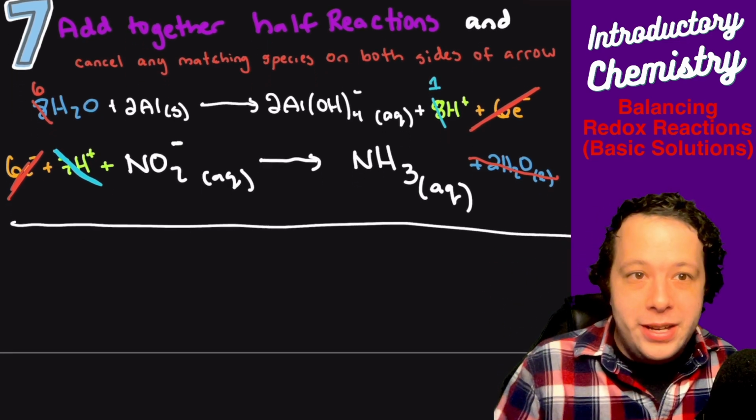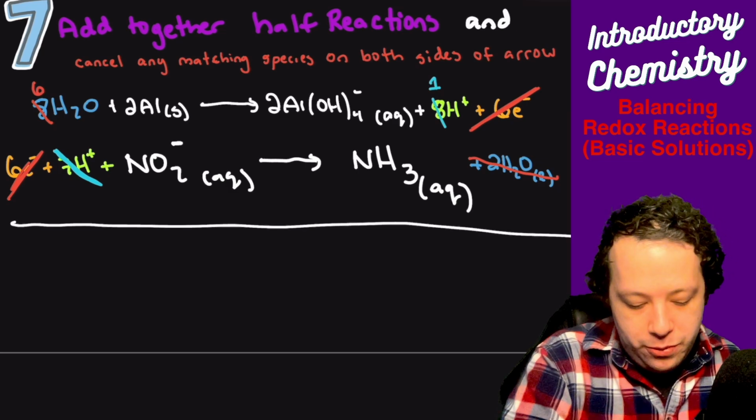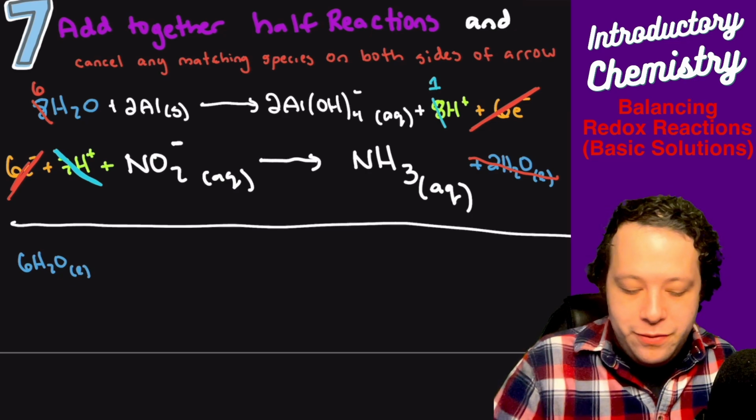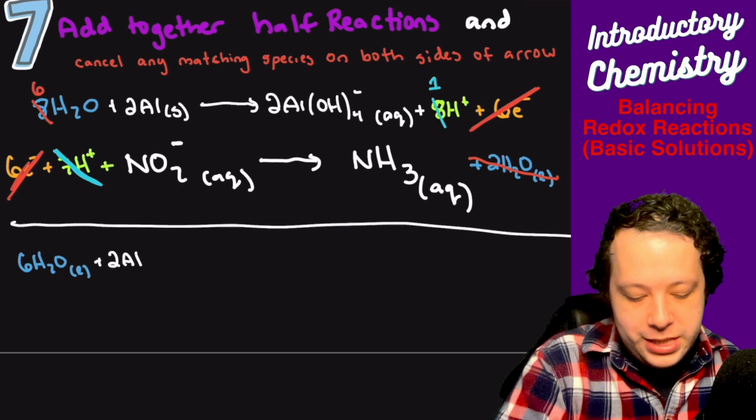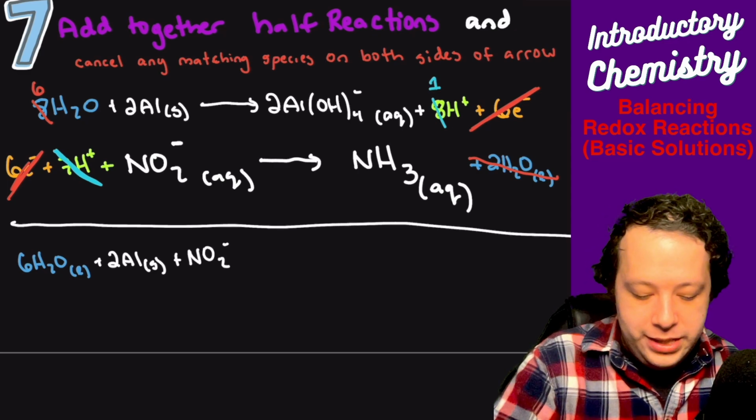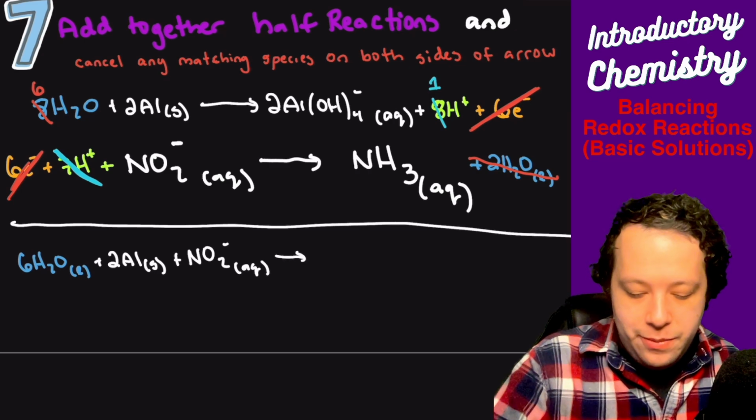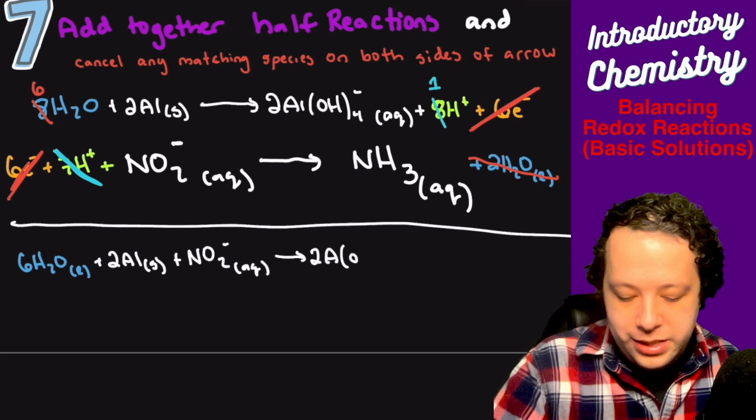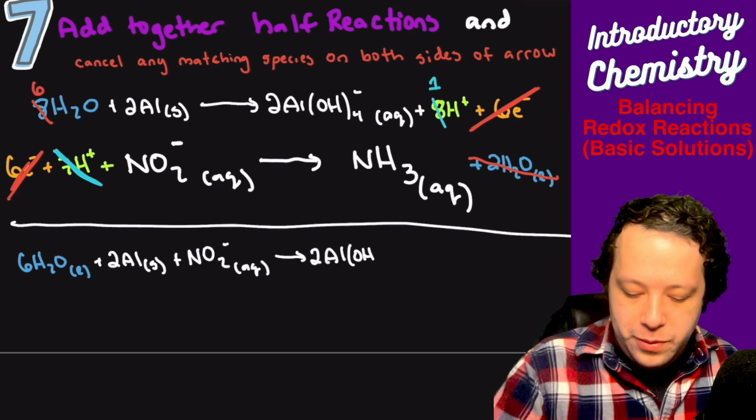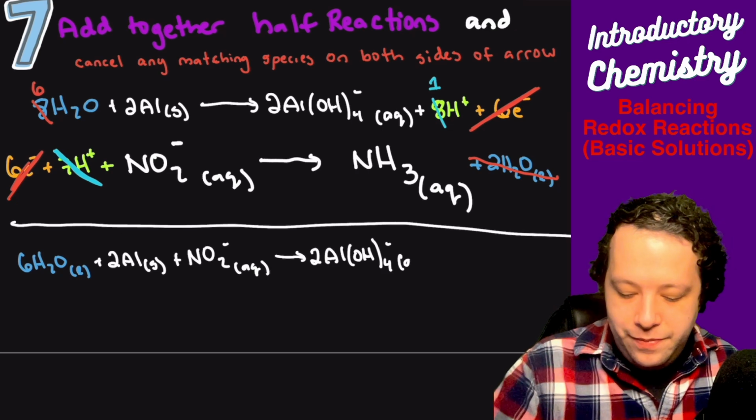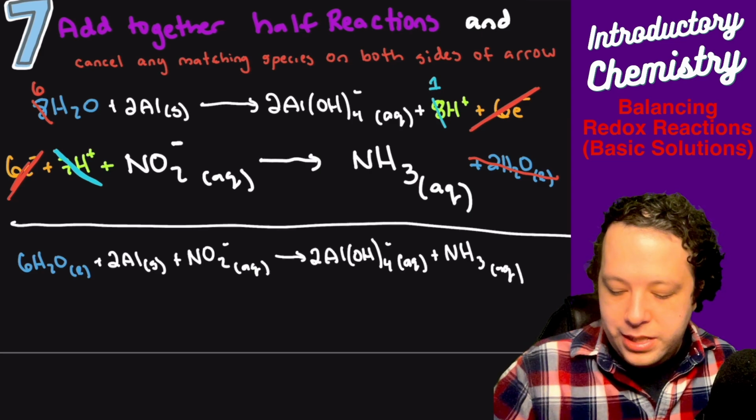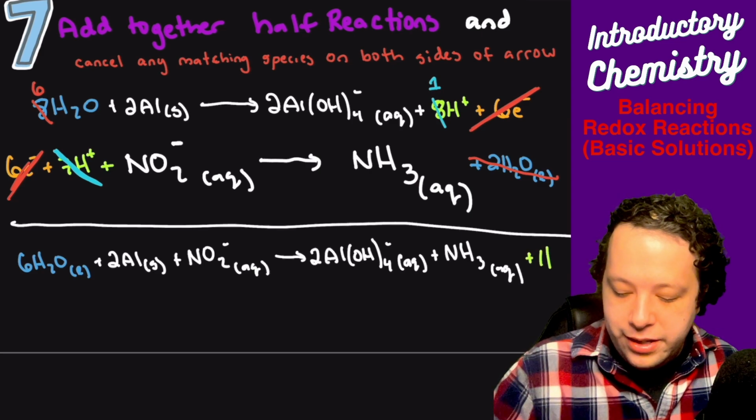Now we can add up everything that's left. So what do we have, right? We want to make sure we're very careful with adding everything. It's very easy to miss something, right? So we have the 6 waters, the 2 aluminums, now NO2 minus, aqueous, and then we're going to add the 2 aluminum hydroxides. And we want to make sure that we get the subscript order correct. And then plus the NH3, and then plus the hydrogen ion.